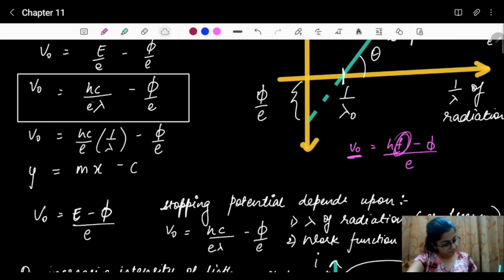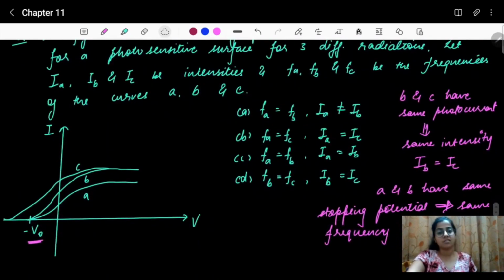Okay, why are we checking the frequency? Because the options are given in such a way that we have to compare frequency and intensity. Intensity we have compared: if B and C have the same photocurrent, it means the intensity for those two curves will also be the same. That's why we have seen IB equals IC.